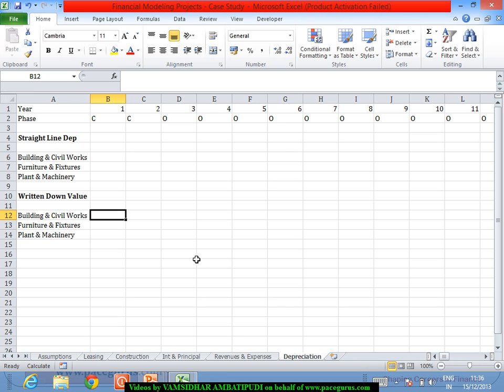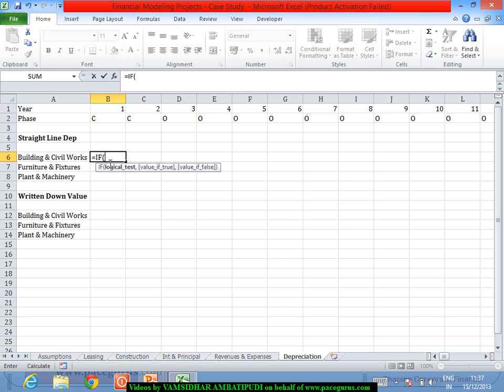Now, going with that typical logic, here I have 2 years of construction period. So the depreciation is literally not applicable for the construction period, which means I have to look at year numbers plus the number of years of construction. So let's try to build in the logic now. If I have to do it here for the straight line depreciation, I'll build a logic saying if this is equal to O, which means the operations period only. Otherwise, I will replace it with a blank.